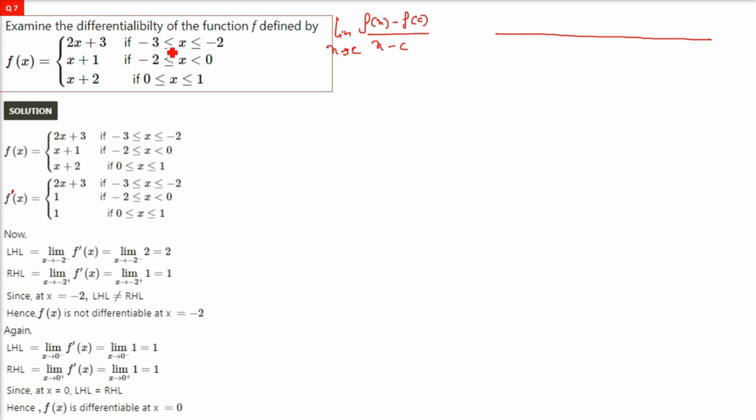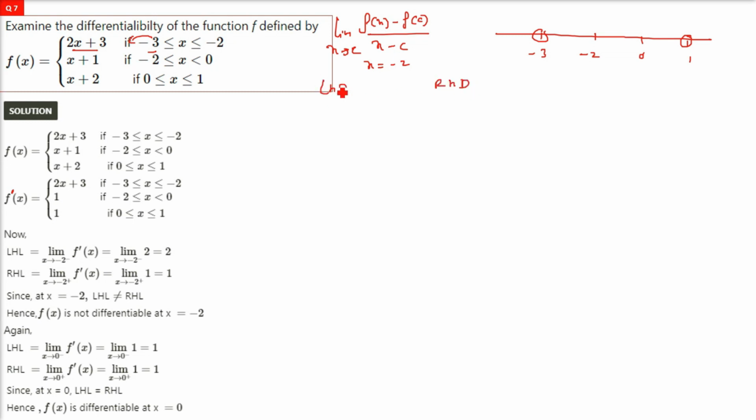And in this number line, let me show you the points where we have to check. We have minus 3, negative 2, 0 and 1. Minus 3 and 1 we cannot check, because when we go to the left hand limit for minus 3 we don't get anything, and when we go to the right hand limit for 1 we don't get anything. So we can only check for negative 2 and 0. Now I'm just going to tell you how we fail. That's why we have to opt for f dash x.